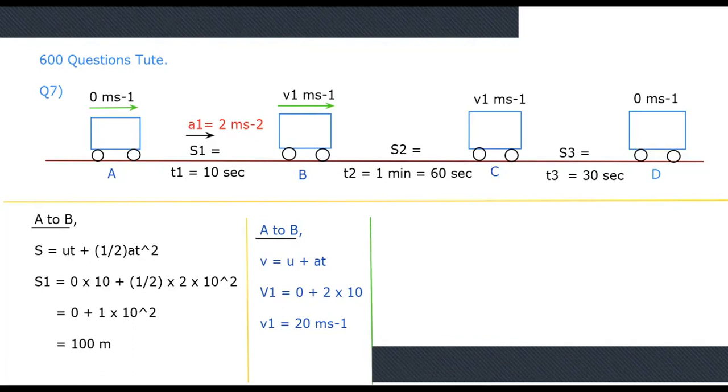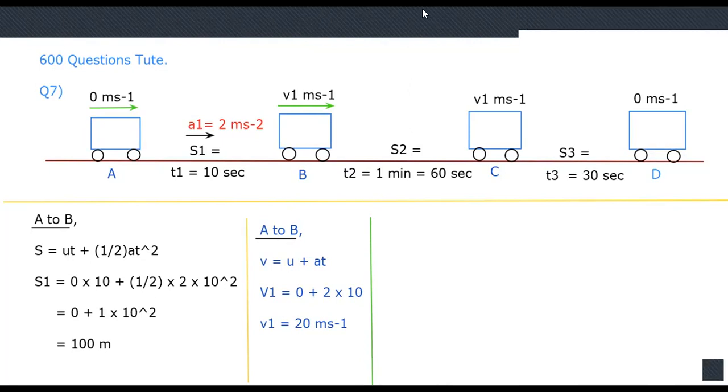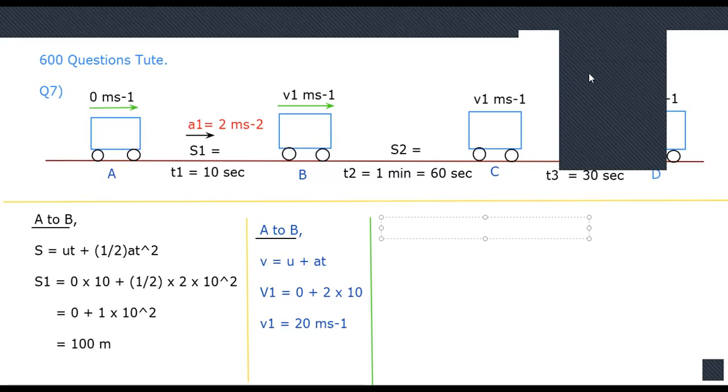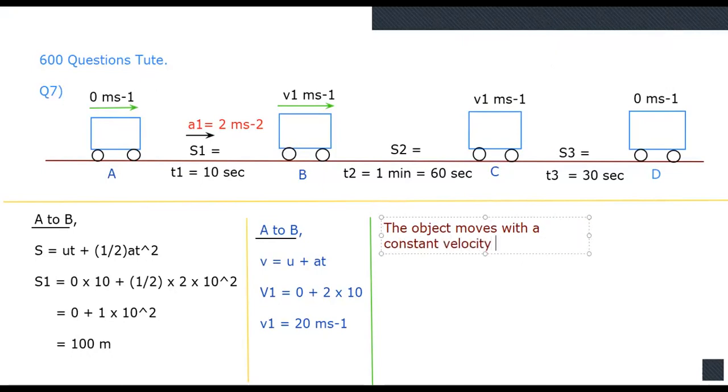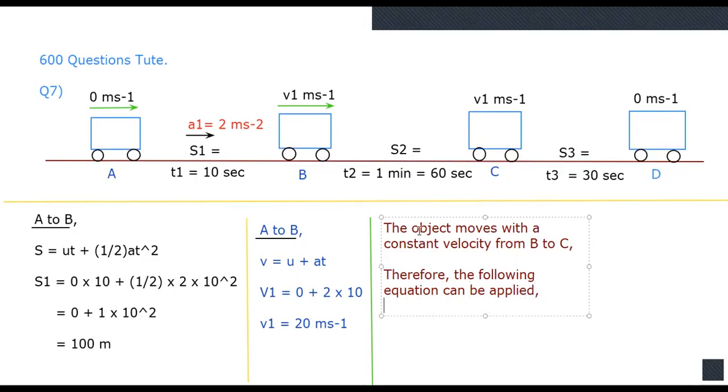Right. What do you think about B to C motion, dear? From B to C, the object moves with a constant velocity. If an object is moving with a constant velocity, we can apply this equation. I think you remember this, right? The object moves with a constant velocity from B to C. So therefore, the following equation can be applied. So what's the equation that we apply for constant velocity here?